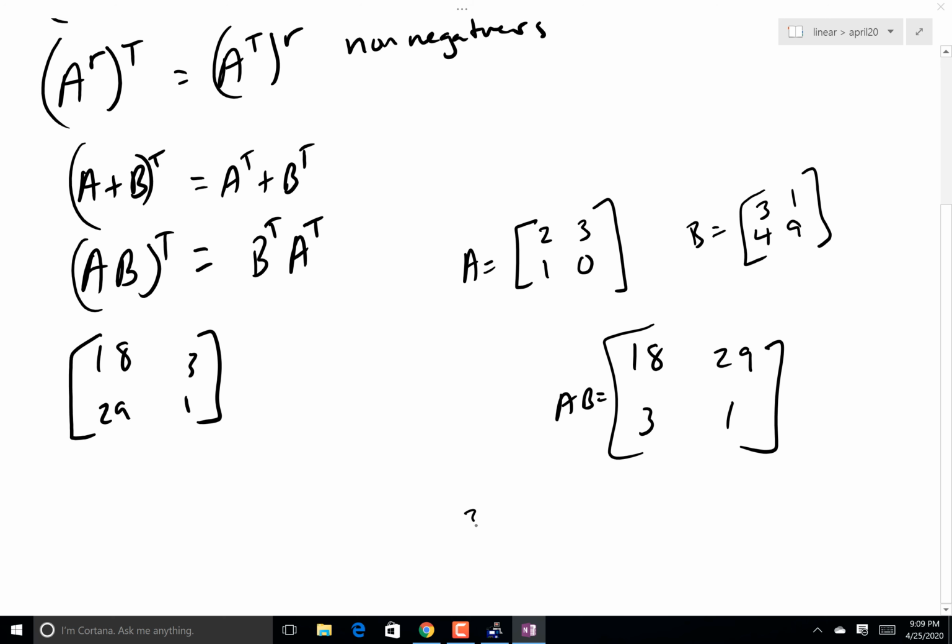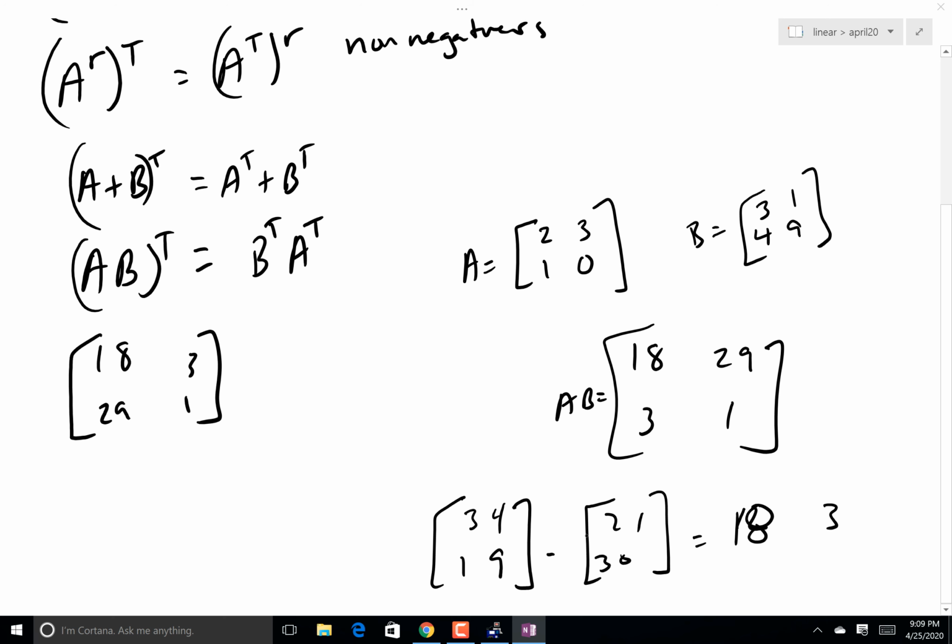Now let's take B transpose. So that would be 3, 4, 1, 9 times 2, 1, 3, 0. And so that's 6 and 12 is 18. There you go. And then you have 3 and 0 is 3. And then you're going to have 2, and 27 is 29. And you're going to have 1 and 0, which is 1. Check it, it's the same. But again, that won't work if they're not square matrices.